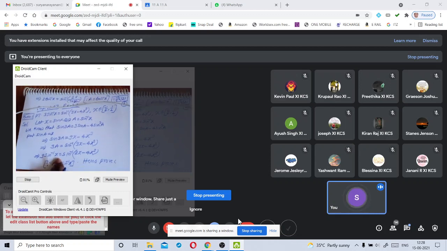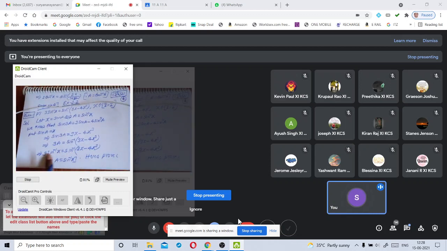That is only the required result. Yes or no? 3 sin inverse x is equal to sin inverse of 3x minus 4x cube. We got the required result. Yes or no? Yes, sir. Understood this one?